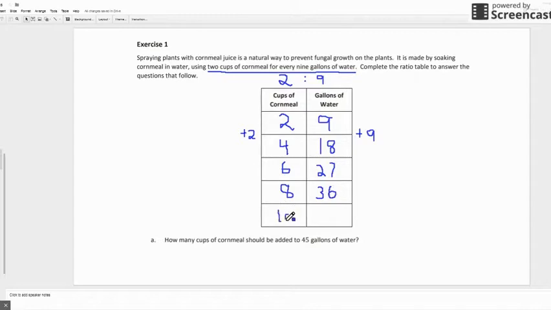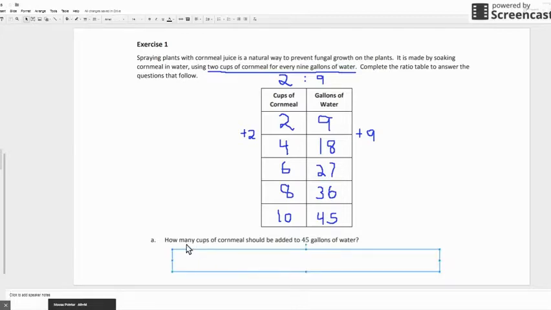We should get 10 and 45. All right, so we completed the ratio table. Now from this table, we should be able to answer the following questions. All right, so let's go look at A.